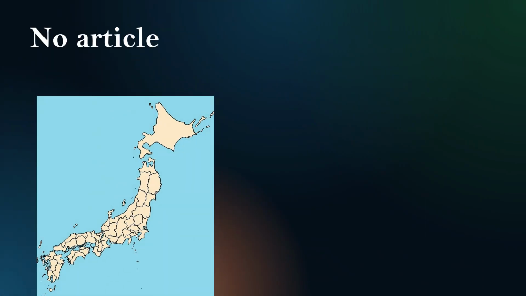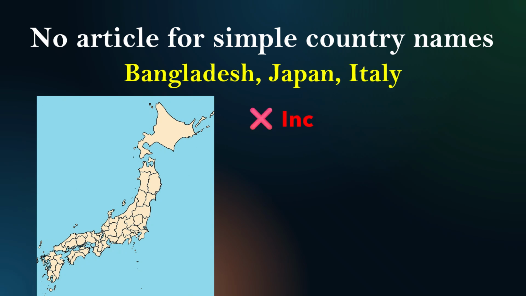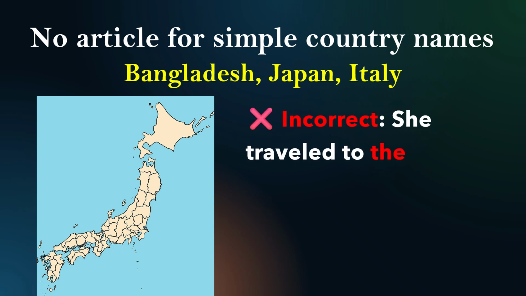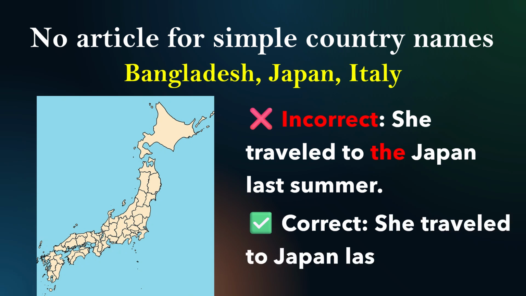Use no article for simple country names. For example, Bangladesh, Japan, Italy. Incorrect. She traveled to the Japan last summer. Correct. She traveled to Japan last summer.